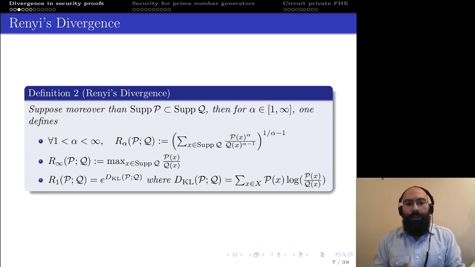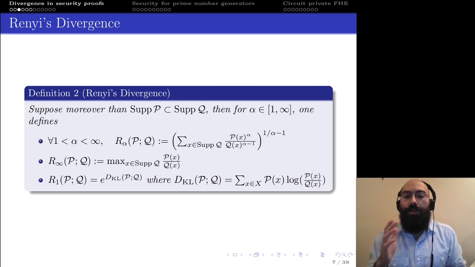These are the definitions for the Renyi divergence. It is a way to measure the difference between two distributions. It is not symmetrical, and there are technical conditions on the support of the distributions. The definition involves the ratio between P and Q. This is a continuous class of divergences with a real parameter alpha between 1 and infinity. And when alpha is equal to 1, you get the exponential of the Kullback-Leibler divergence.